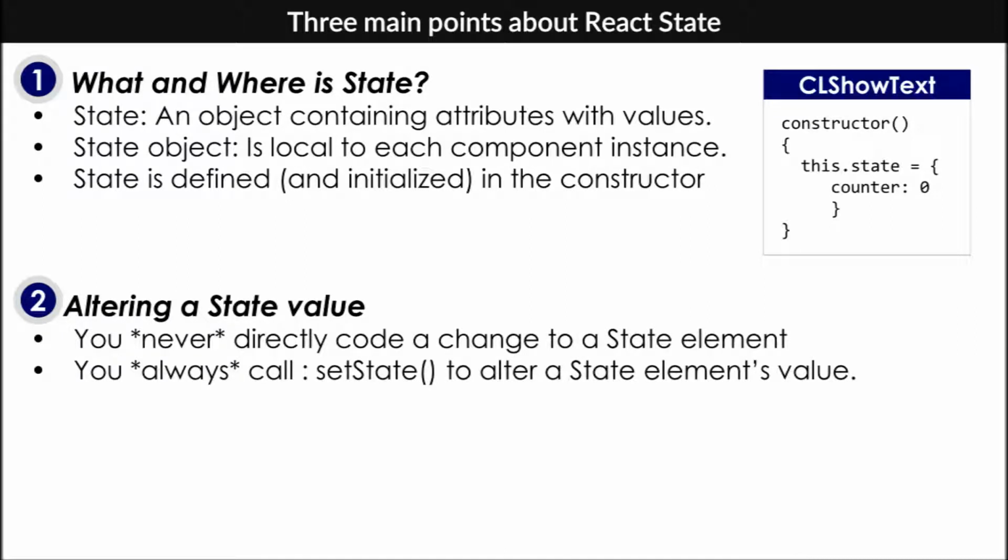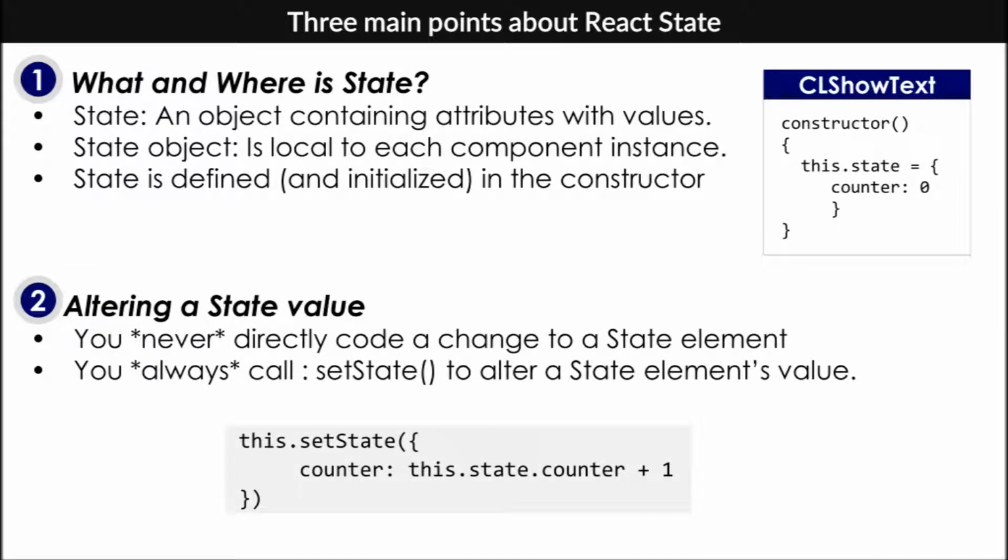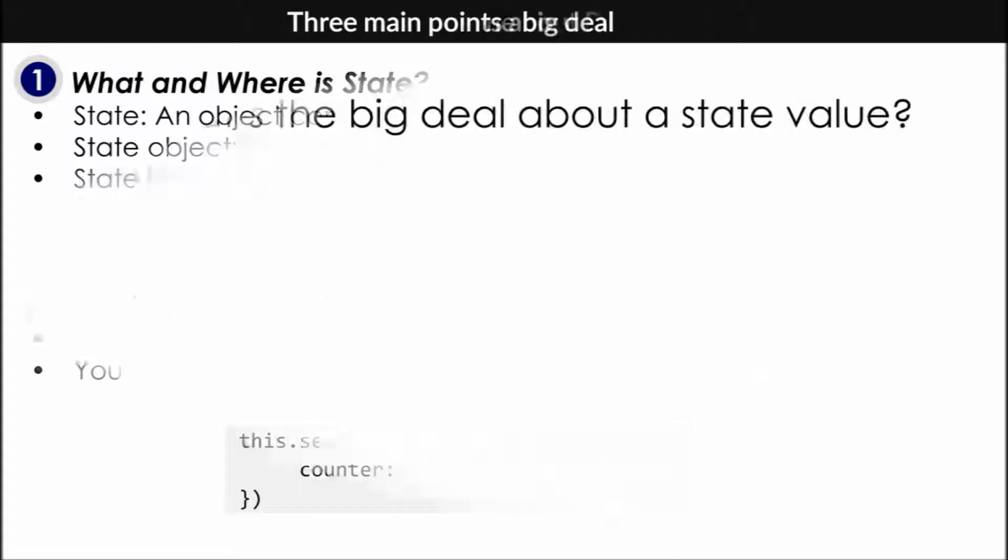What's the other point? Key point number 2, altering the state. You never directly code a change to a state element. You always call the React setState method to alter a state element, and this is what it looks like. this.setState, open paren, it's a method call, function call. counter: this.state.counter plus 1. I'm cranking up the value of counter by 1.